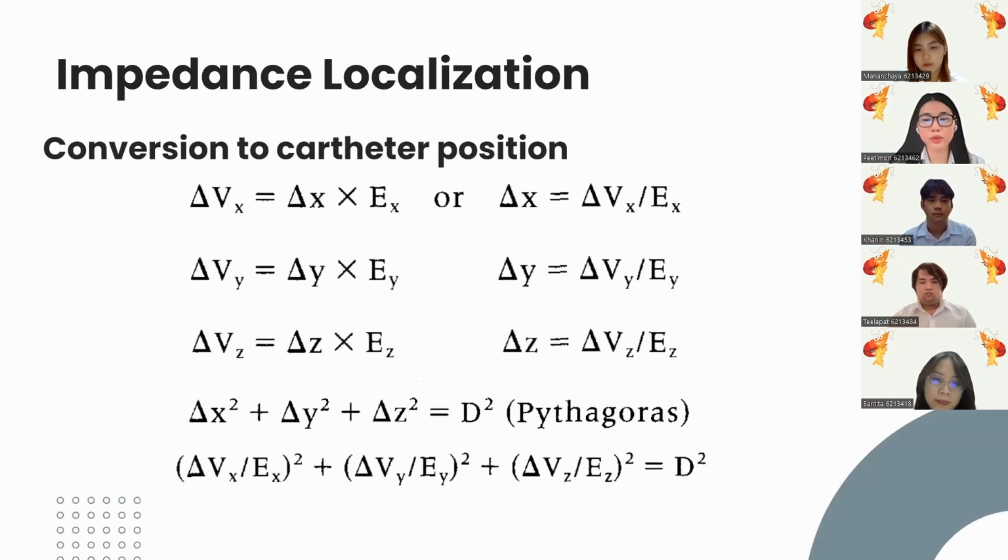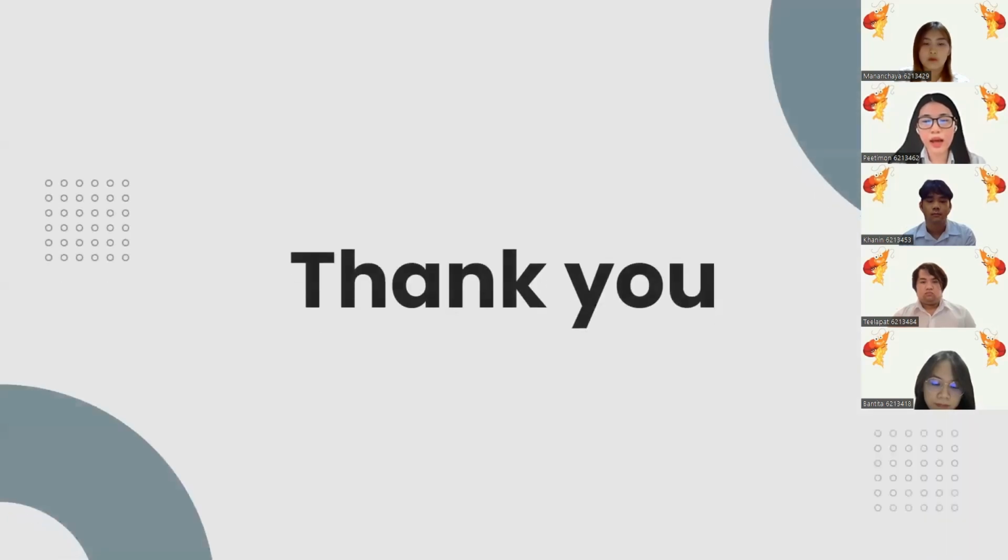For conversion to catheter position, we will use the voltage drop divided by the vertical field strength and use the Pythagorean theorem. The final calculation will give the distance in centimeters to locate the catheter in signal processing. Additional information such as safety standards, limitations, future improvements, and references will be explained in the report. And that's all for our presentation. Thank you very much.